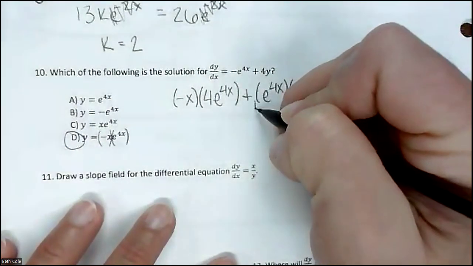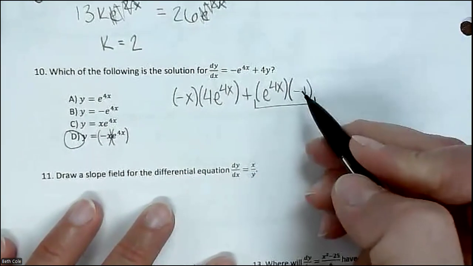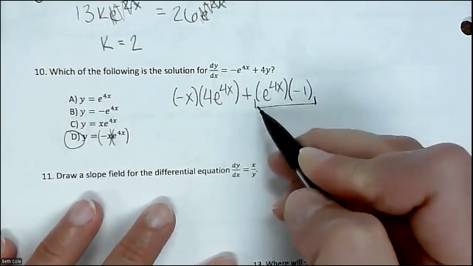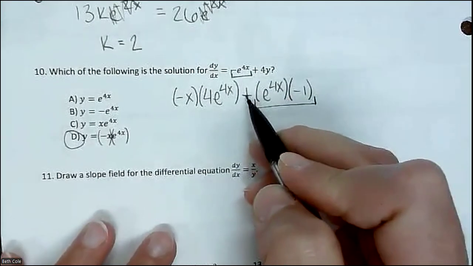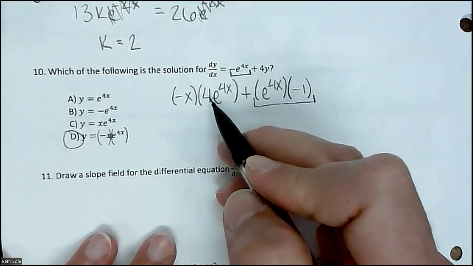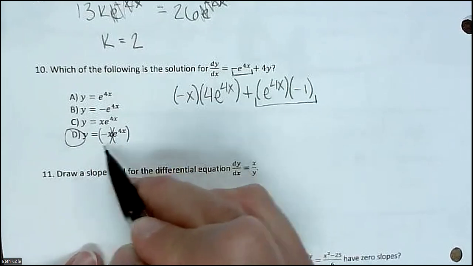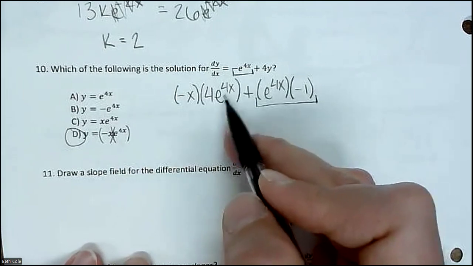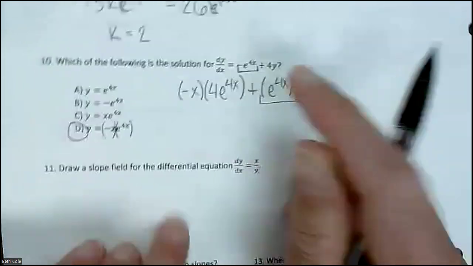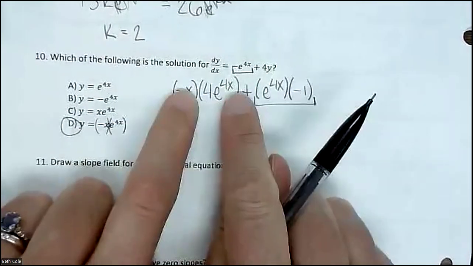So look at this term right here. Do you see how that would be negative e to the 4x? That's this right here. And then it's plus 4y. Well, what did y equal in the first place? Negative x e to the 4x. So do you see how this is the 4 right here, and then the other stuff is what y is?